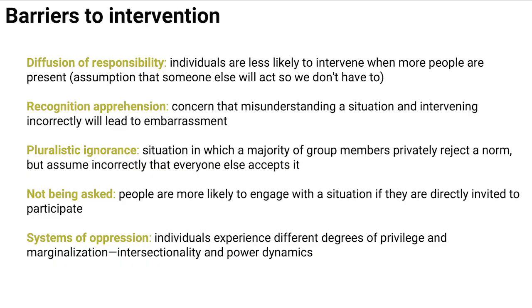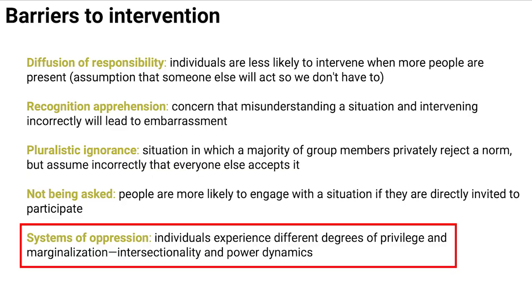A second important topic in this module is systems of oppression. Systems of oppression are directly connected to our identities, and they describe how individuals experience different degrees of privilege and marginalization, as well as how likely we are to recognize risk and step in when it's happening to someone we perceive to be different from us. Our society socializes us to prioritize people from some groups over others. Power hierarchies are important here because they can play a major role in preventing bystanders from intervening.